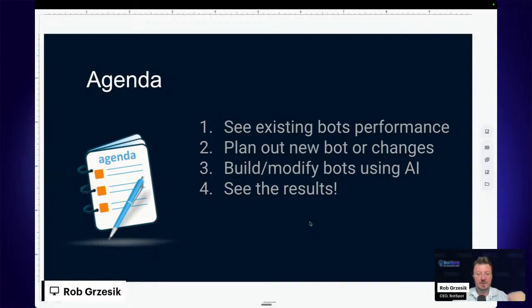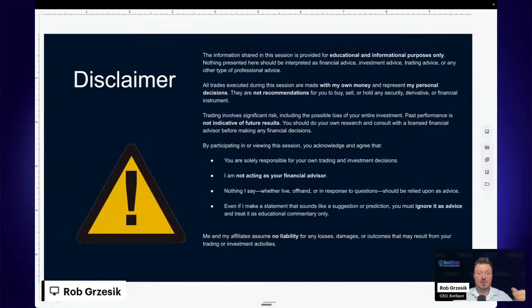Cool. Quick disclaimer before we get started. Of course, we are trading here. None of this is financial advice. This is me trading my own money.